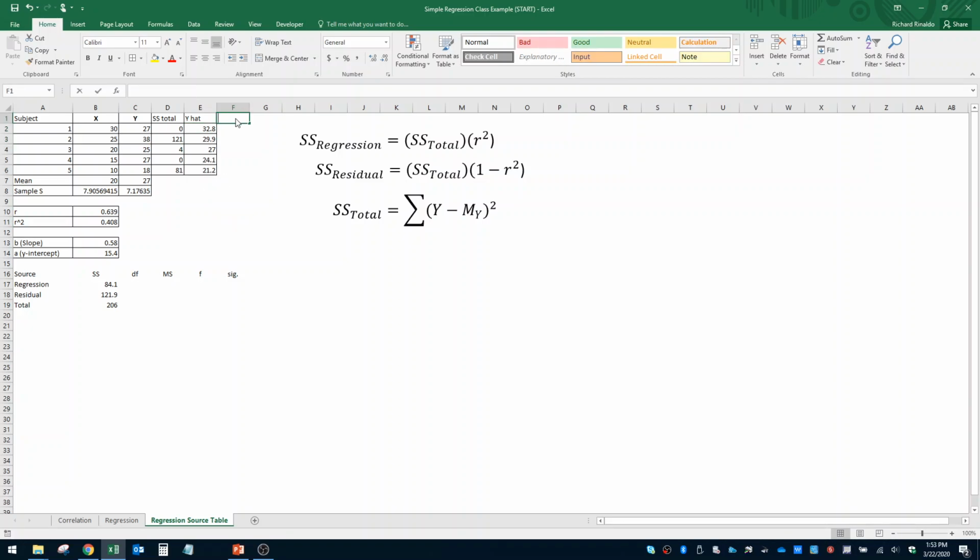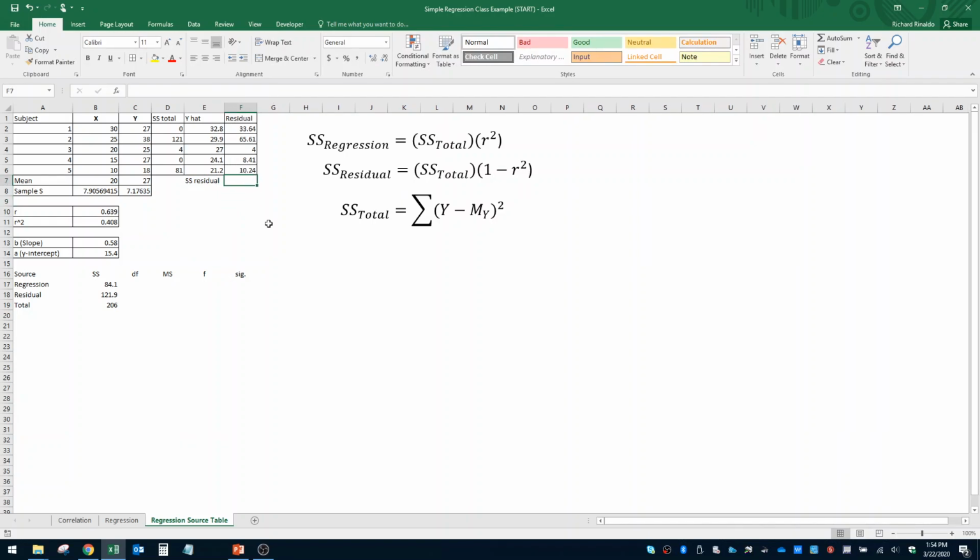Then the residual is equal to the actual y minus the predicted y from our regression equation, all squared. Now, if I've done this right, if I sum these up, it should equal 121.9.